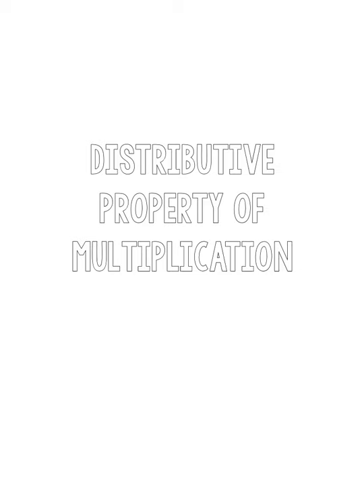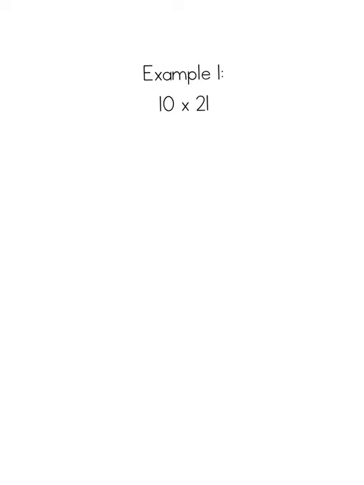Hey guys, this lesson is on using the distributive property of multiplication. So we're going to look at a different way than our box method to multiply larger numbers. Our first example is 10 times 21.